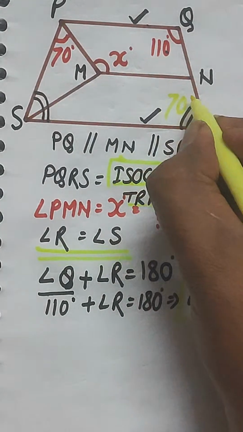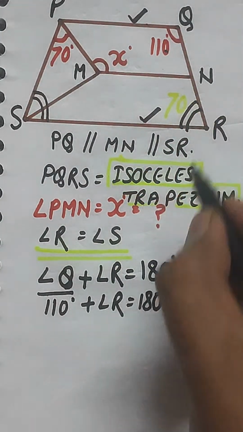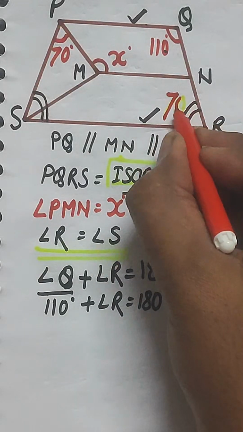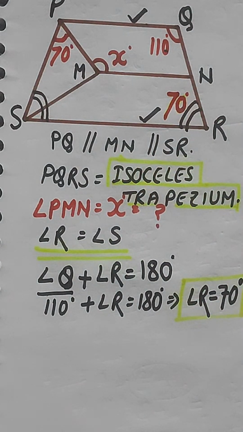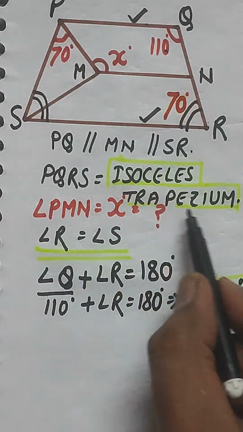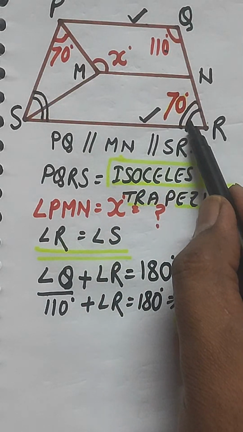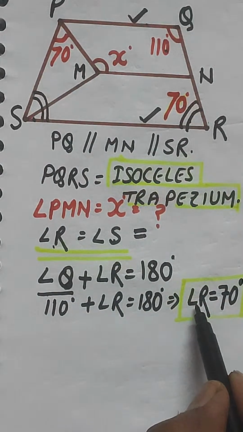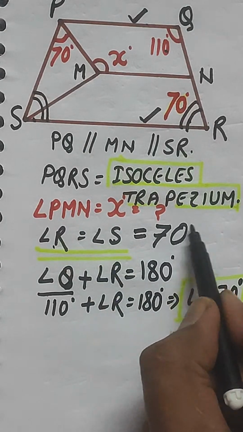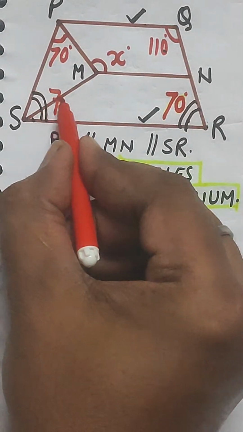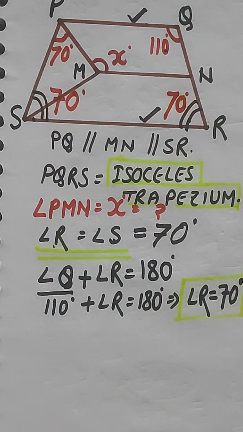This is 70, right? Let me write it with a different color. It's 70, right? Now angle R is calculated as 70, and PQRS is an isosceles trapezium. So we can say that the base angle, this angle will be equal to this angle, that is R equal to S. Since R is calculated as 70, R and S both are equal to 70. In this way, angle S will also be equal to 70 degree, right? This angle is calculated as 70 degree.